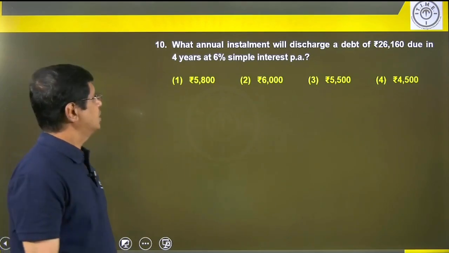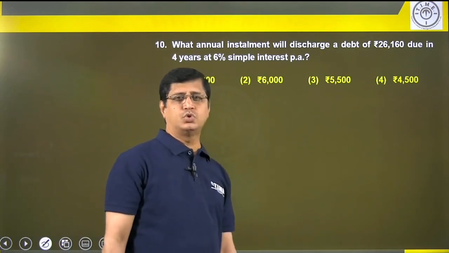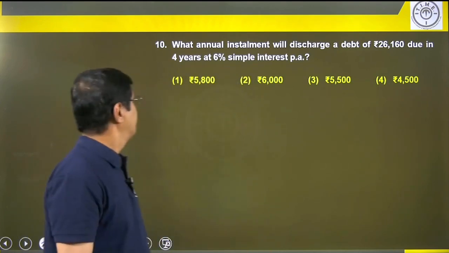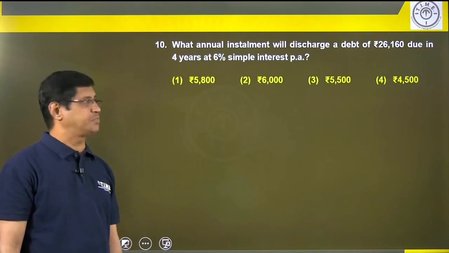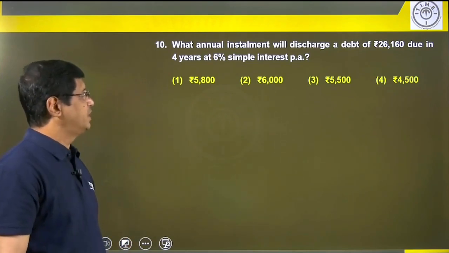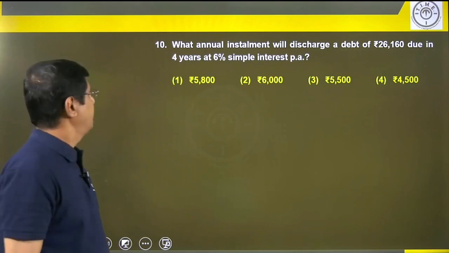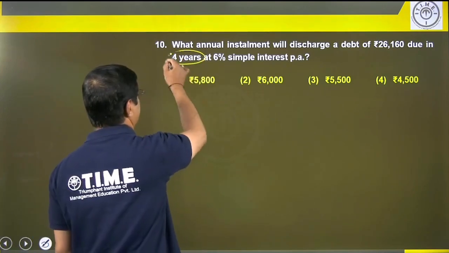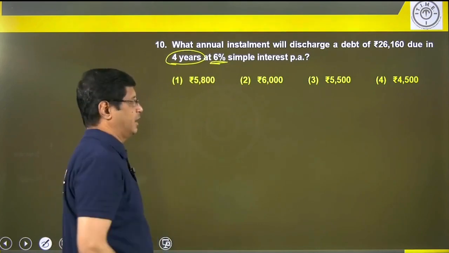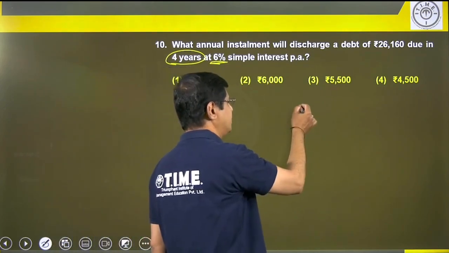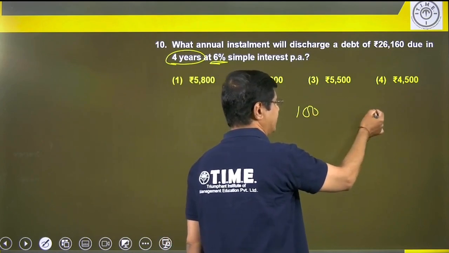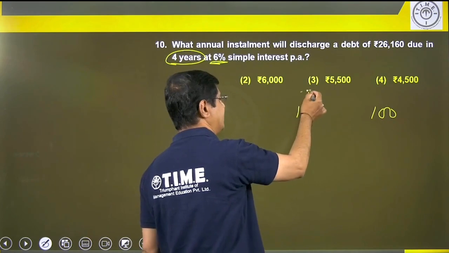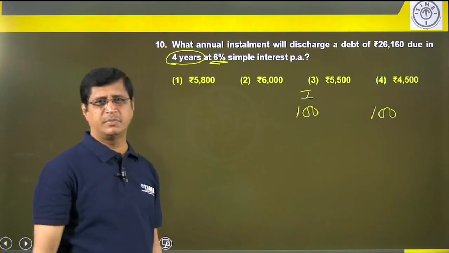What annual installment will discharge a debt of rupees 26,160 due in 4 years at 6% per annum simple interest? Okay. Annual installment. How many installments here? 4 years at a rate of 6% per annum. Dear student, I am assuming here first installment as 100. So no charge on the first installment.